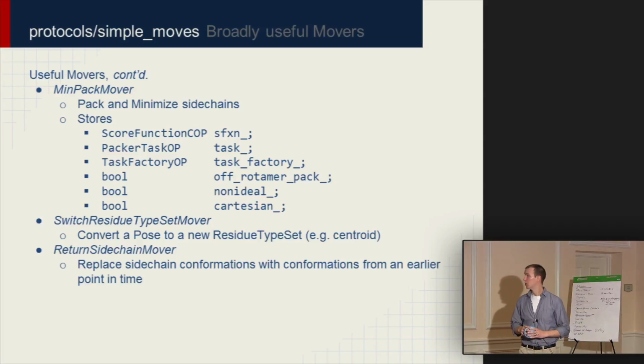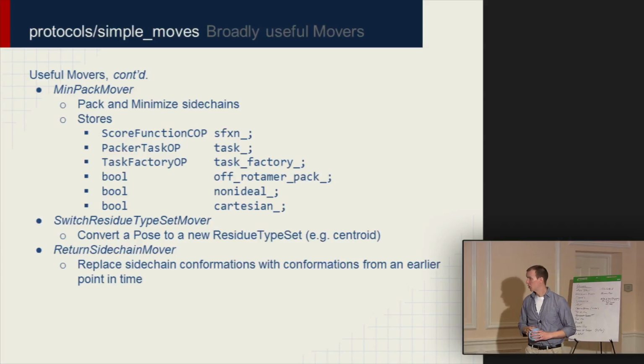Let's see what it stores. So it stores a score function, constant owning pointer. It stores a task factory. It has some Boolean variables: off rotamer pack, non-ideal, and Cartesian. It suggests that there are configurable options into the call to min pack, and these variables will help you, like you can probably set them in order to choose which variant you want. In this case, the non-ideal and the Cartesian Boolean variables control arguments to min pack. And off rotamer pack is a completely different variation that you can get access to through the min pack mover. It actually calls off rotamer packing as opposed to min packing.